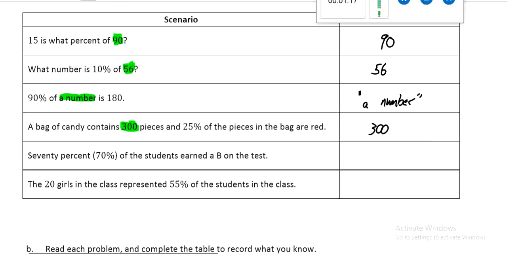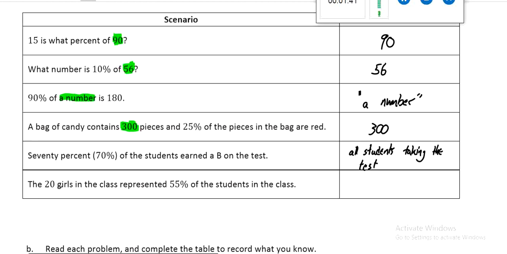70% of the students earned a B on the test. So what is the whole number in this? 70% represents the students that earned a B on the test. The whole is all of the students taking the test. So there we go, all the students taking the test.